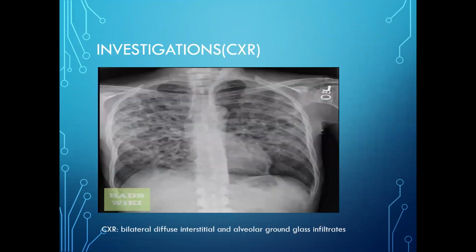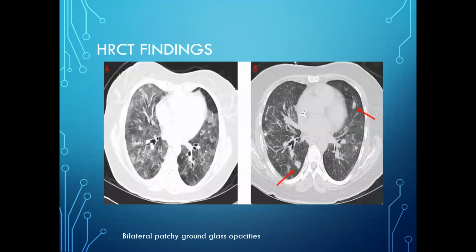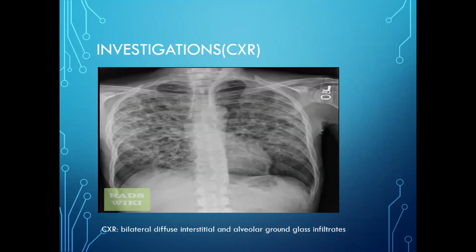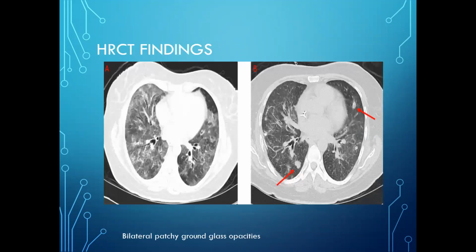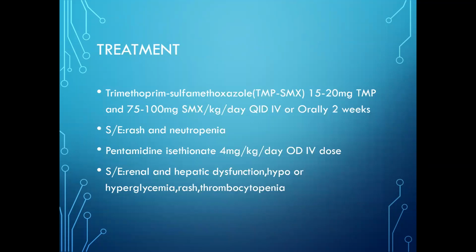See in this picture the investigation. In chest X-ray, bilateral diffuse interstitial infiltrates and ground glass appearance. And then HRCT shows bilateral or unilateral patchy ground glass opacity. Now, the treatment of Pneumocystis jirovecii: TMP-SMX, and pentamidine 4 mg per kg per day, with side effects of hepatic dysfunction, hypo or hyperglycemia, rash, and thrombocytopenia.